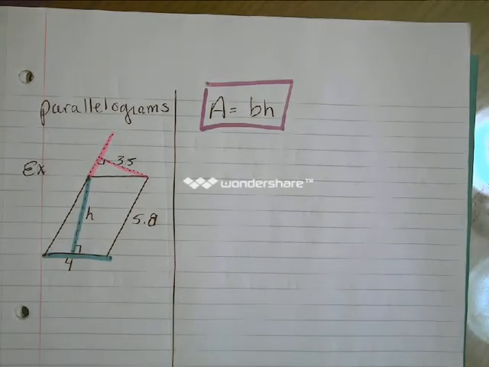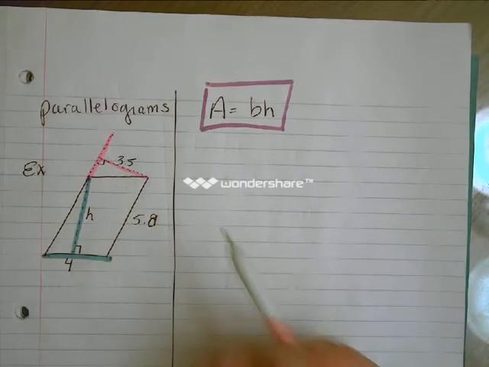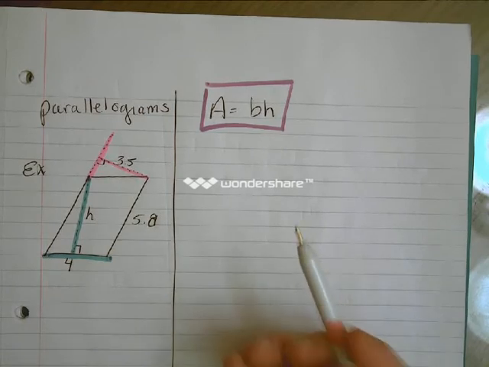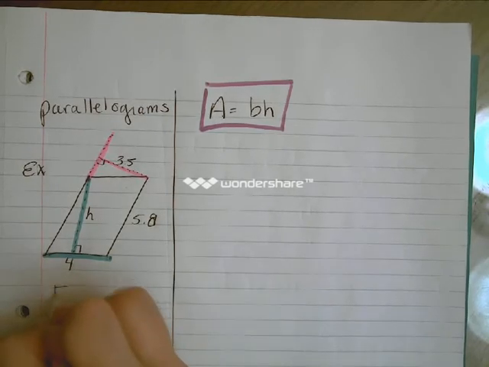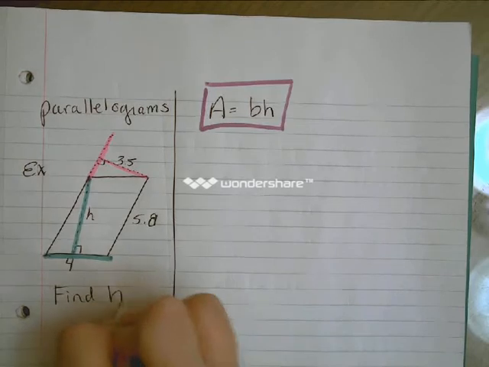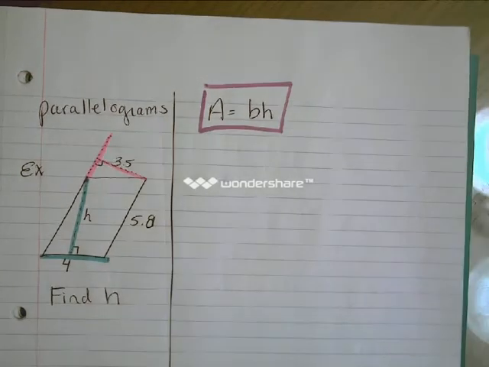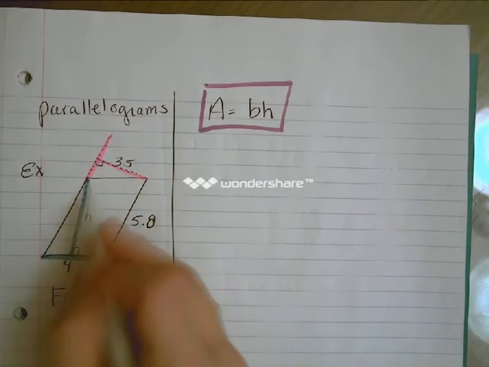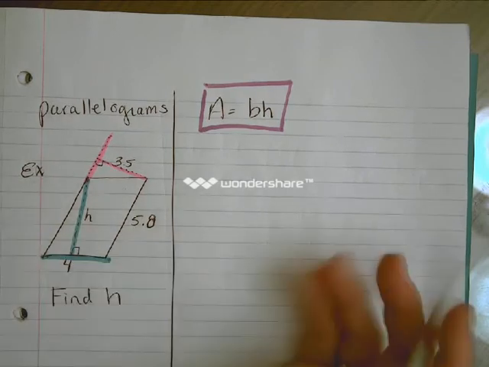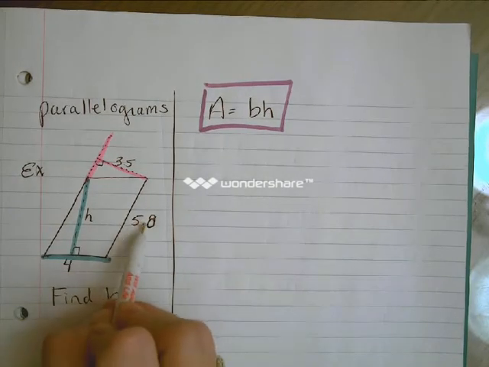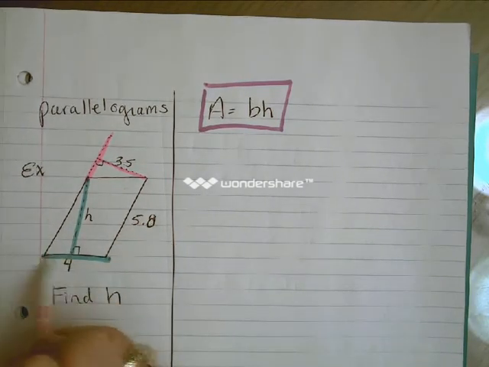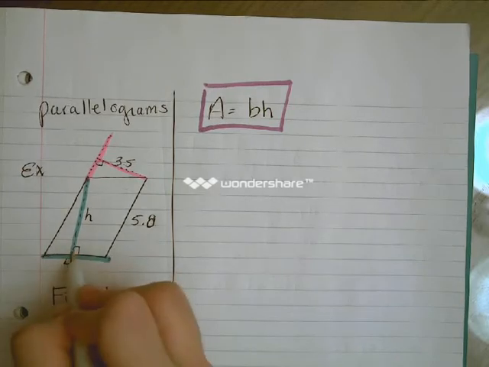Now this question is asking you to find H. Your first instinct would be to look at these right triangles and try to figure it out. Some of you might move the 5.8 over here and try to tell me that this is 2. The problem is you don't know that this is a midpoint. So that's not going to work. But keep in mind, this entire section is about area. Let's see if we can do something with this formula.